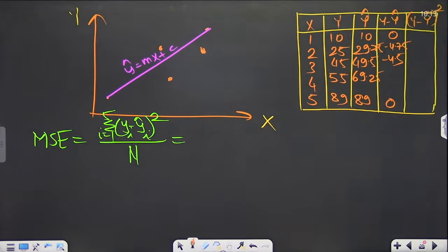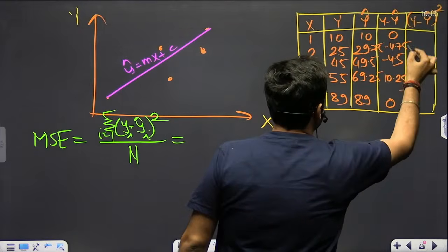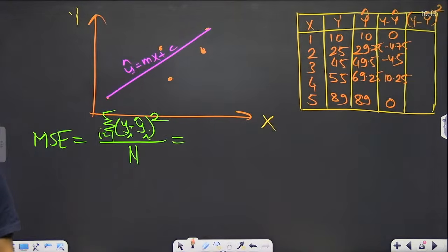The fourth one is 10.25. Now I would be squaring all these values.